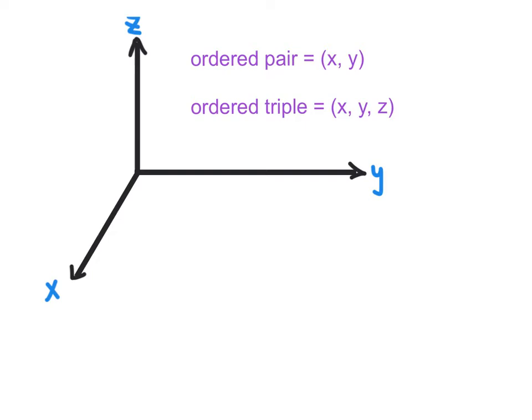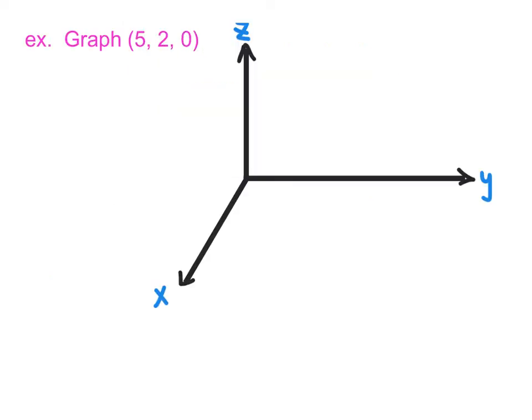Okay, so I want to start by pointing out that on the XY coordinate plane, we have ordered pairs. An ordered pair is x comma y. Well, an ordered triple is when I have all three axes. I have the x-axis, the y-axis, and now the z-axis. And an ordered triple, again, is still in alphabetical order: x, then y, then z. Okay, so let's see what it looks like to go ahead and graph one of these ordered triples.